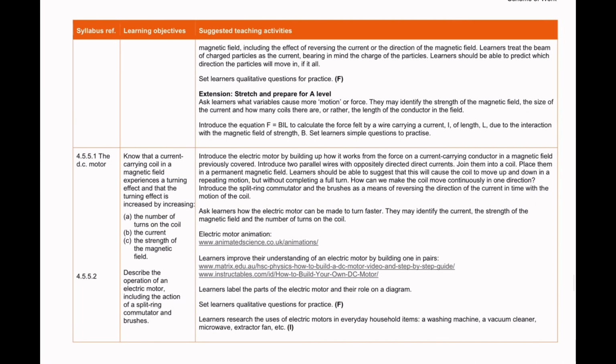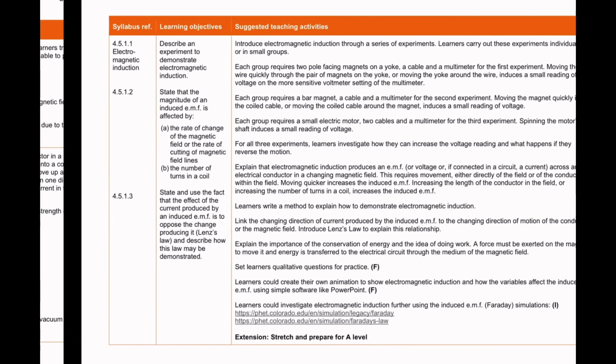Key concept: the DC motor. Learning objectives. Note that a current-carrying coil in a magnetic field experiences a turning effect, and that the turning effect is increased by increasing: A, the number of turns in the coil; B, the current; C, the strength of the magnetic field. Describe the operation of an electric motor, including the action of a split-ring commutator and brushes.